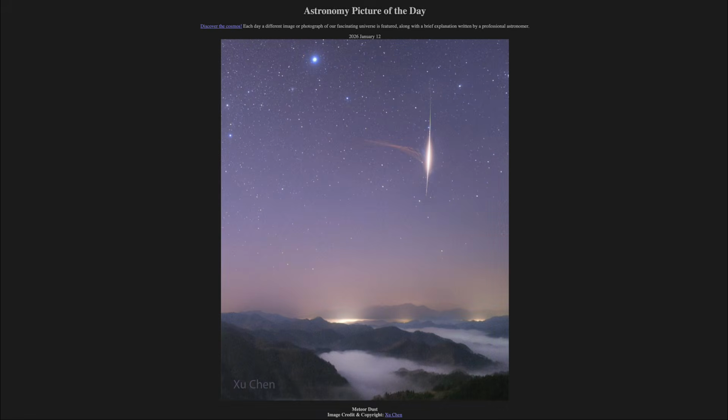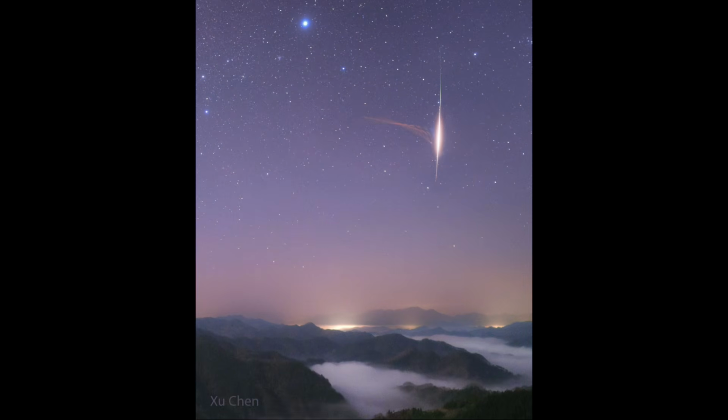Today's picture is titled Meteor Dust. So, what do we see here? Well, here we see a meteor streaking through the sky, and meteors are little bits of material left behind by either a comet or an asteroid. Now, they continue to orbit the sun just like the original object did.